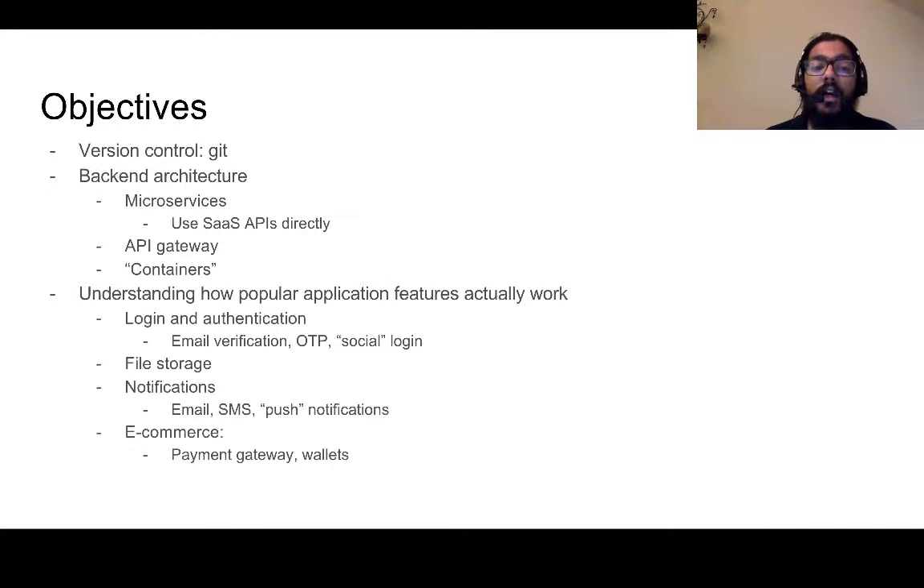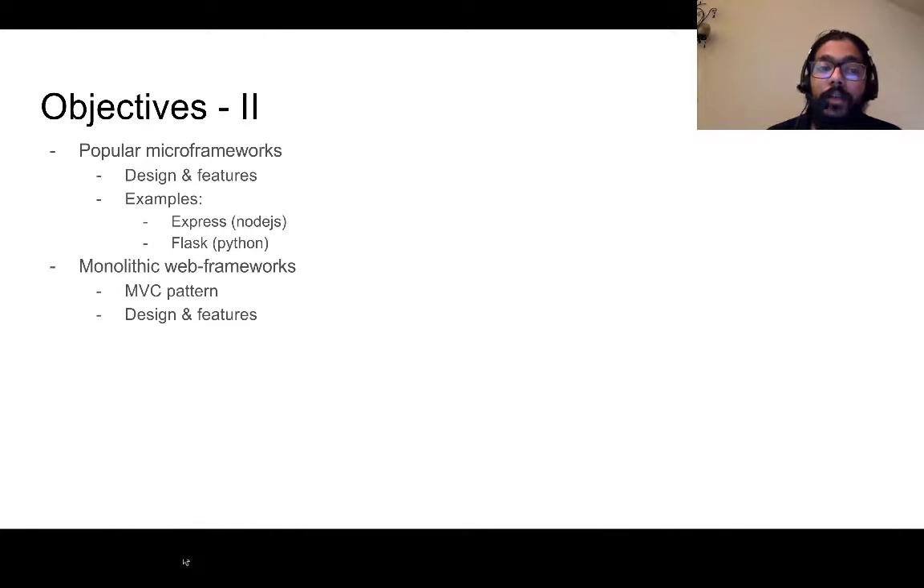We look at common patterns that people use for storing files on their backends, right? Some of you may have heard of Amazon S3 or AWS S3, which is a very, very common API that people use to store files. We'll then look at notifications. We'll then also look at e-commerce applications and see how payment gateways and payment wallets work. Then we'll cover certain popular micro frameworks that are used for backend development.